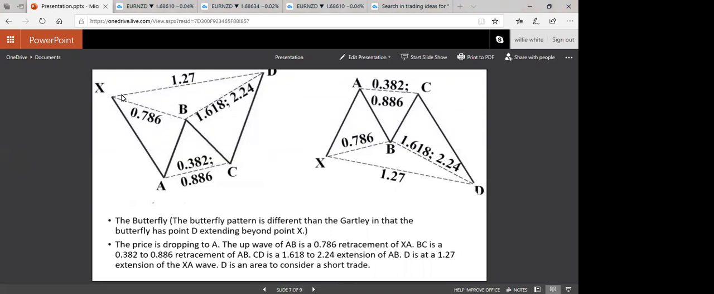So the price is dropping to A, retraces to B, and it goes back to C, and then you see the D. That's what I tell you. You just look for the D. And then after this presentation, I'm going to actually show you how to draw these up. So be patient.